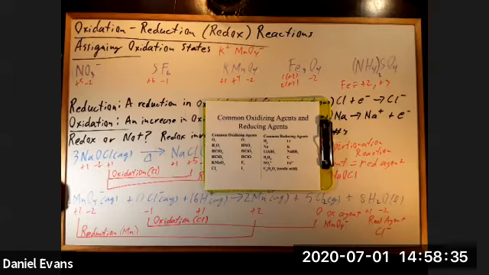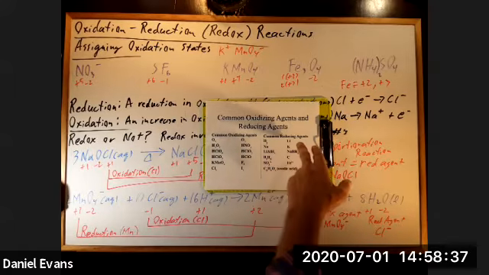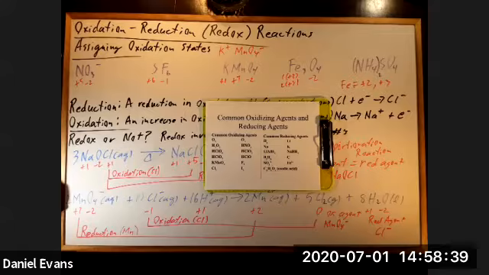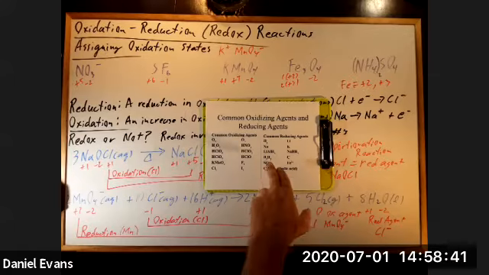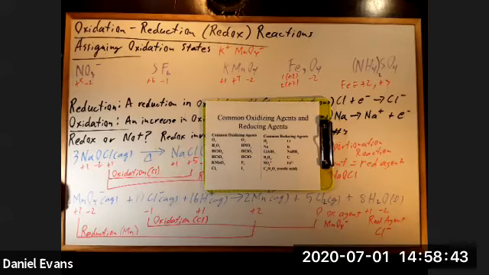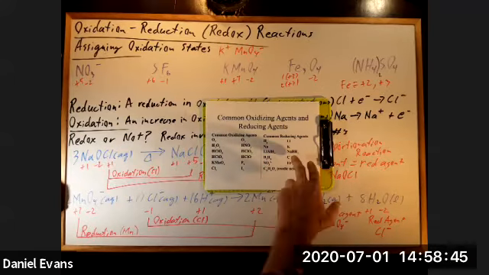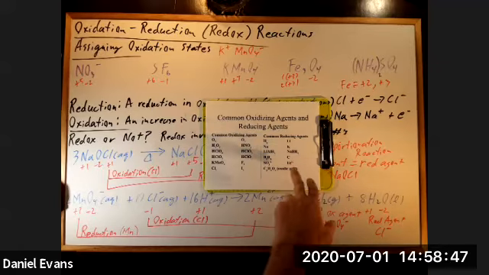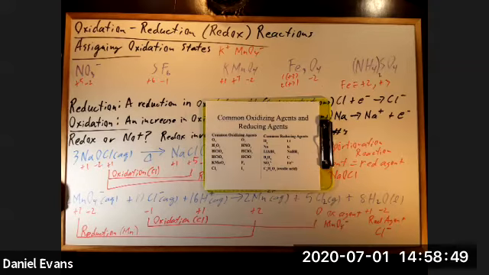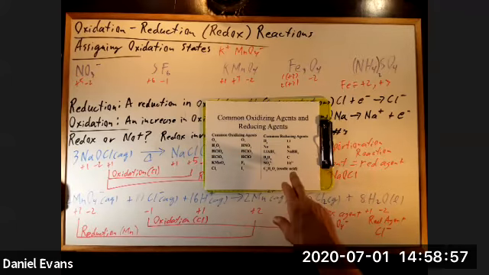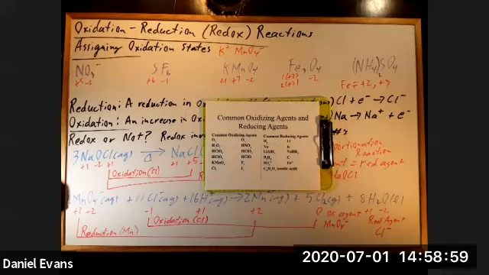Some common reducing agents: hydrogen, the alkali metals, lithium aluminum hydride, which is common as a laboratory reducing agent. Sodium borohydride, B2H6. Carbon has been traditionally used to reduce iron ore down to elemental iron. Sulfite, ferrous iron, iron(II) ion, oxalic acid. These are all common reducing agents.